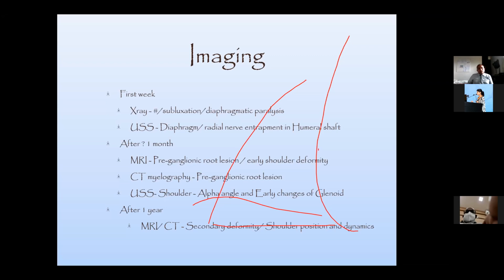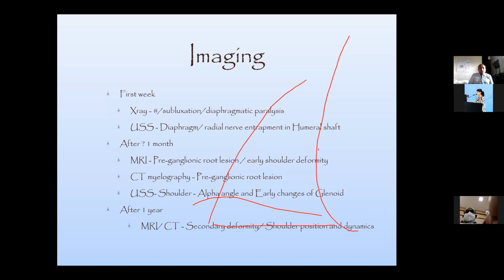And after about a month, we can do an MRI scan to detect the preganglionic root lesions. In Sri Lanka, I'm not getting the MRI done because most of the time the MRI quality is not enough to detect the preganglionic lesions, and we go by the nerve conduction test. In fact, CT myelography can also help in detecting the preganglionic root lesions.